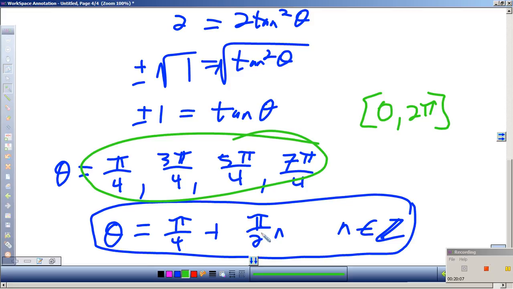What is n? n is an integer. It's basically some multiple. I can choose any number I want for n that's an integer, like -15 if I want it. I can plug -15 in here. -15 times pi half plus pi fourth will be a solution. It will either equal 1 or negative.